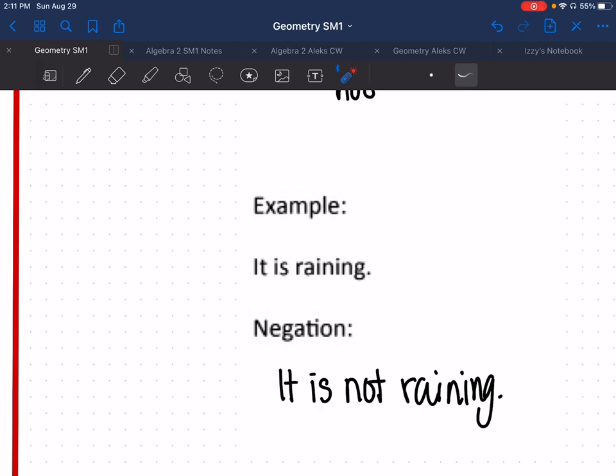And so you just need to add the word not. Now be careful because sometimes the word not is already there. You cannot say it is not raining. That's not proper. Like we say, I'm going to not go to the store. Well, then are you going or are you not going? I don't know, right? So just be careful. If not is there, its negation is to take it out. But very, very rarely will you see that.